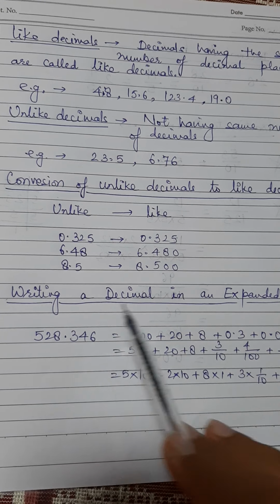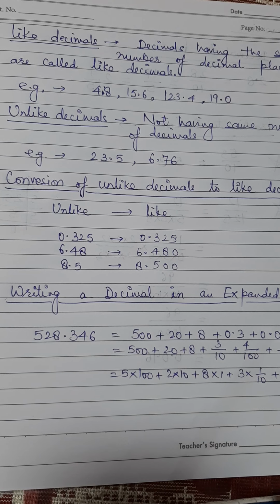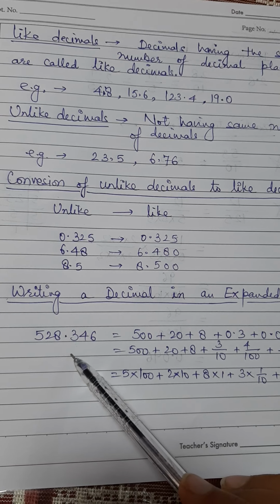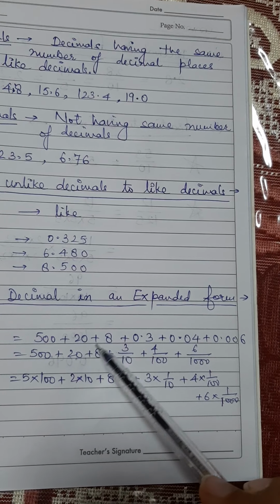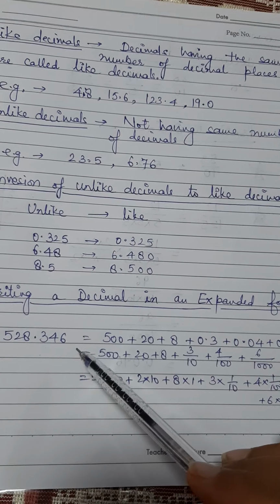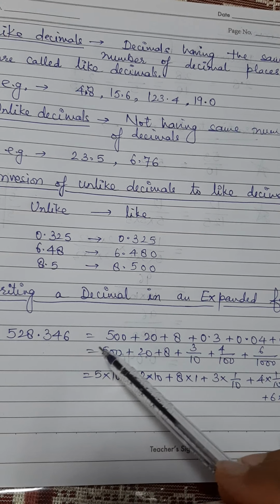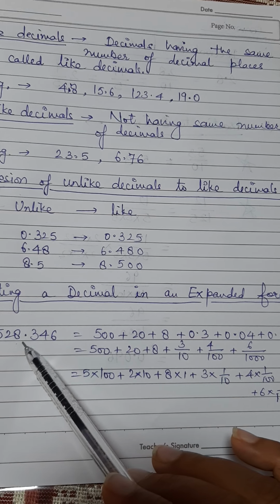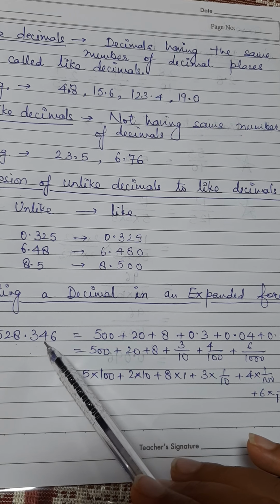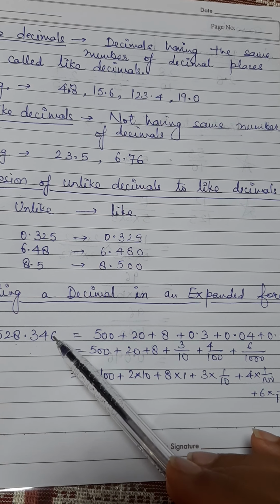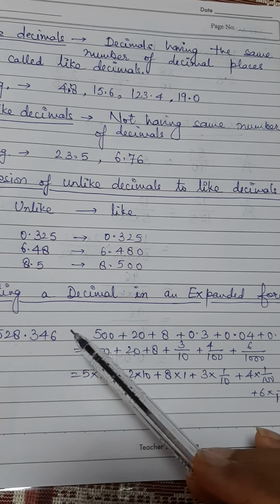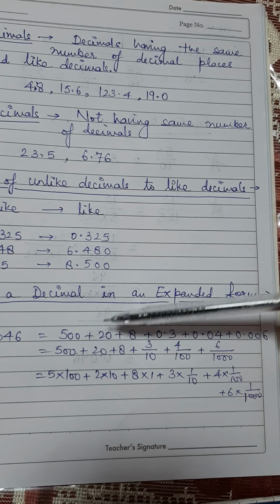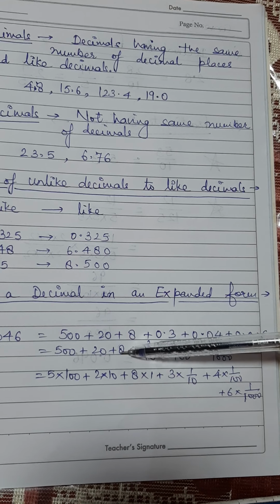Now the next topic is writing decimals in expanded form. Right? So we have a decimal number and we have to convert this into expanded form. So first of all we can write this number. This is 528.346. So it becomes 500 plus 20 plus 8 plus 3 over 10, or you can write it as 0.3, plus 0.04 plus 0.006. Right? Now it is 520 as well.